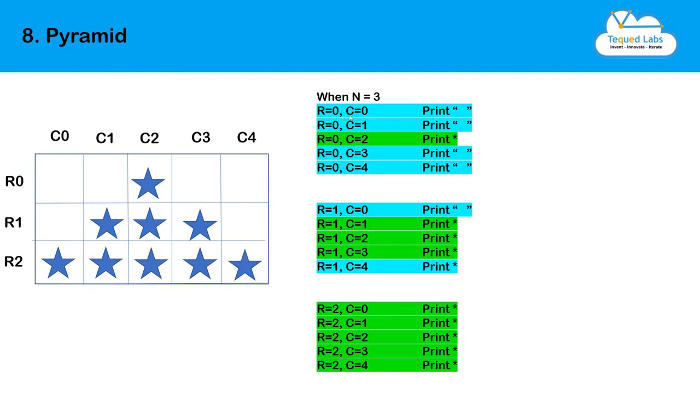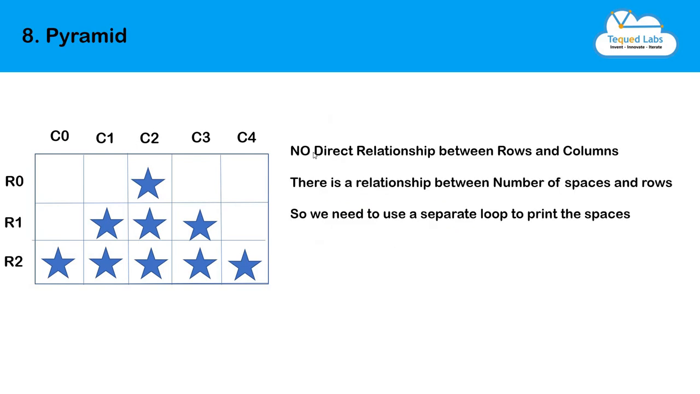Now, cell by cell, address description. R0, C0, we are printing a space. R0, C1, we are printing a space. R0, C2, we are printing a star, and so on. So we write this for all the locations. Here, there is no relation between rows and columns. Since there is no direct relationship between rows and columns, we need to find another logic to print this particular pattern. But there is a relationship between number of spaces and rows.